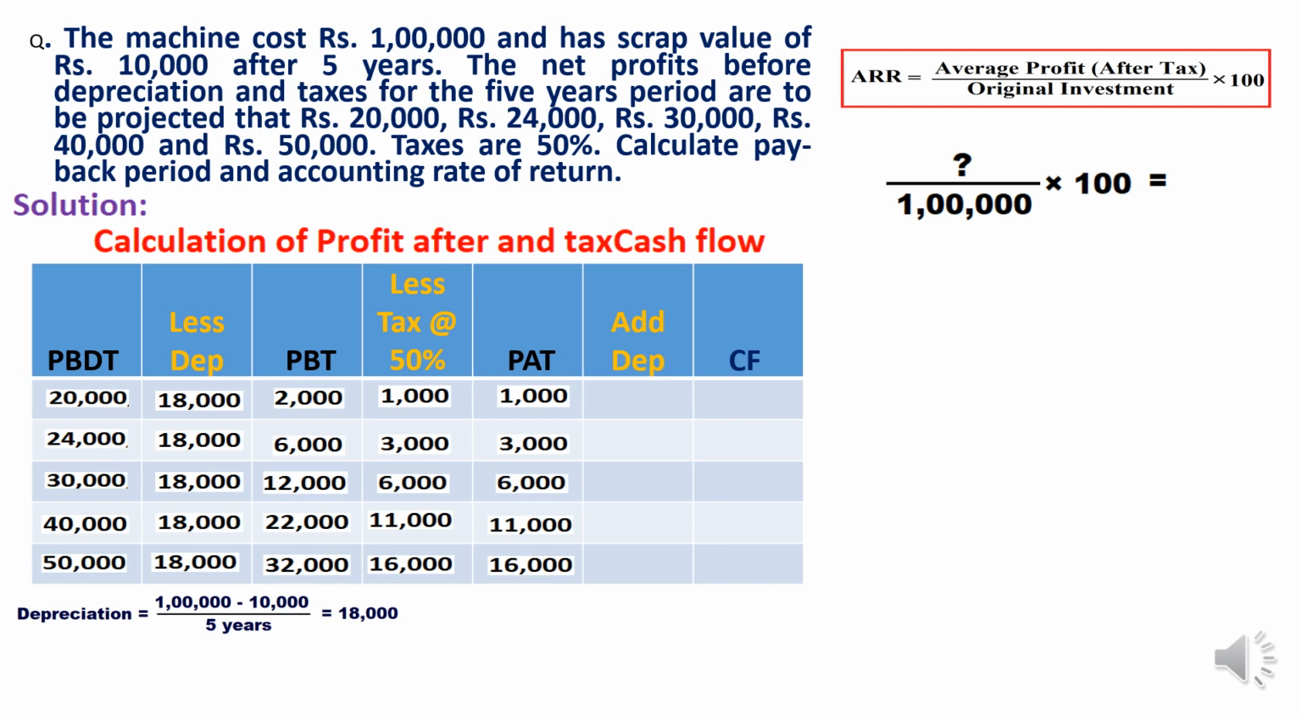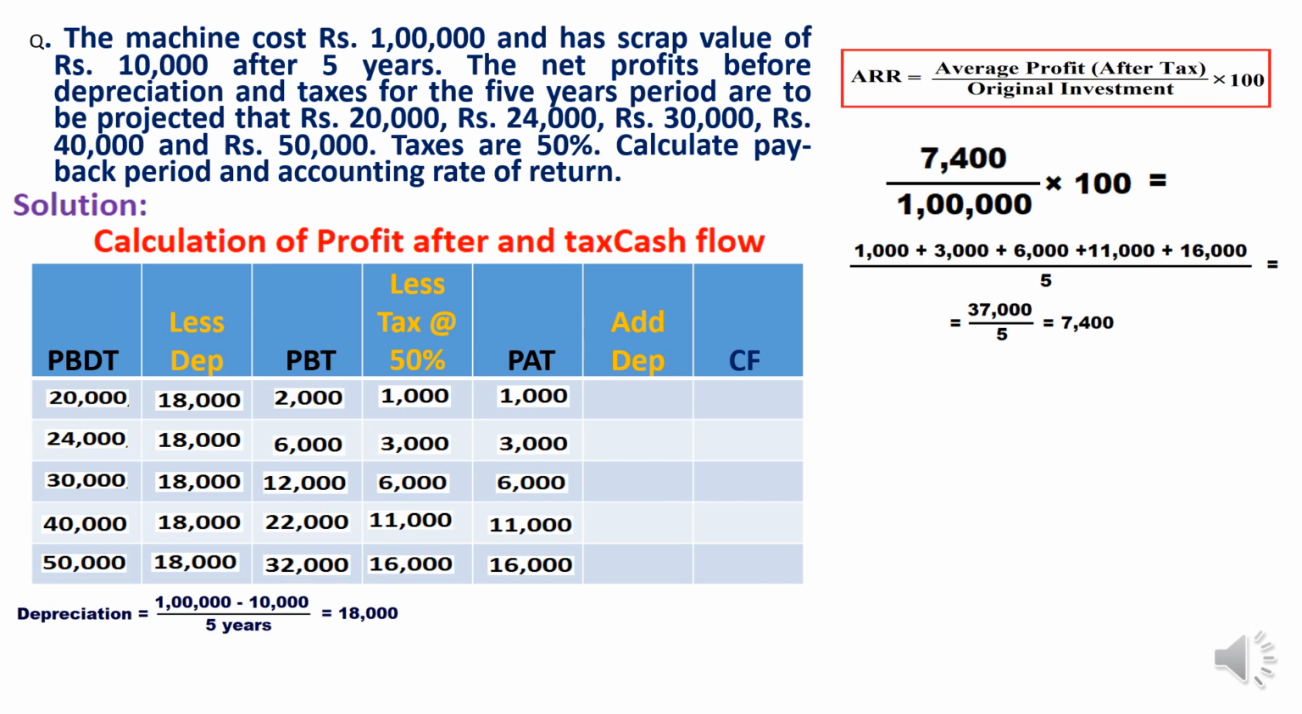So once we have the profit after tax, what do we have to do? We have to find the average profit. The average profit is equal to the summation of the profits divided by the number of years. That is 1,000, 3,000, 6,000, 11,000, 16,000. You take the summation of all the profits and divide by the number of observations, which is 5, and you get the average profit equal to 7,400. Once you get the average profit, apply it as the numerator: 7,400 divided by 1 lakh into 100 is equal to 7.4%.